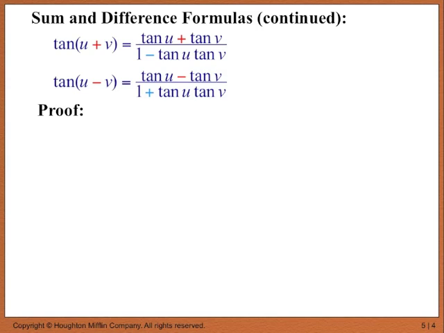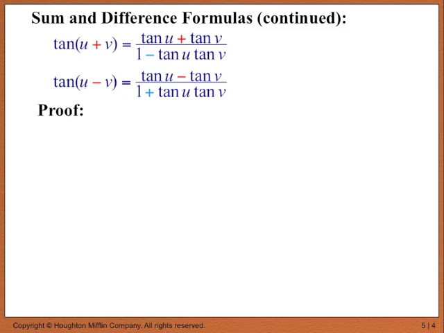Sum and difference formulas continued. Here's another sum and difference formula. We've seen the sine ones and the cosine ones. Here are the tangent ones. Tangent u plus v equals tan u plus tan v over 1 minus tan u tan v, and tangent u minus v equals tan u minus tan v over 1 plus tan u tan v.